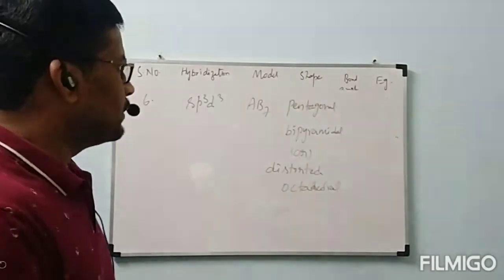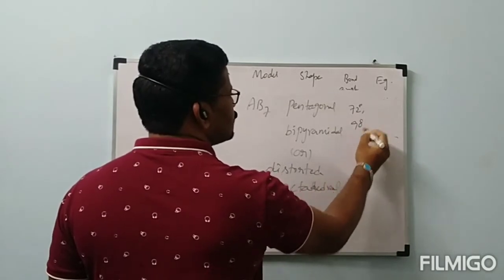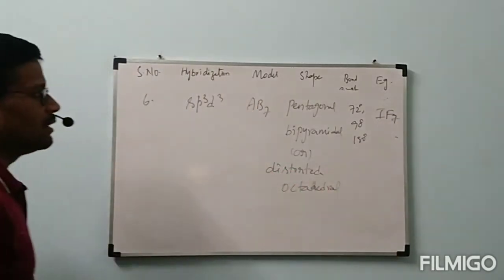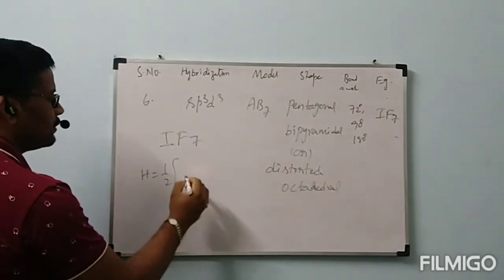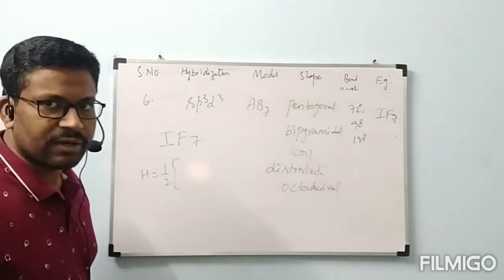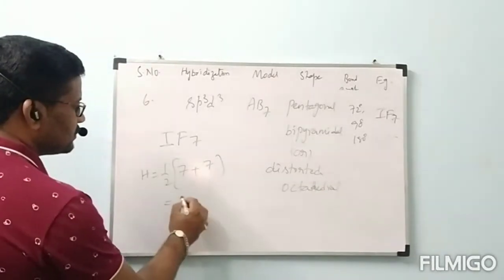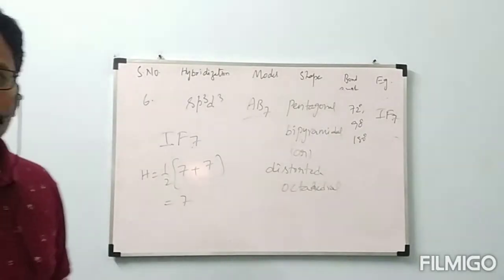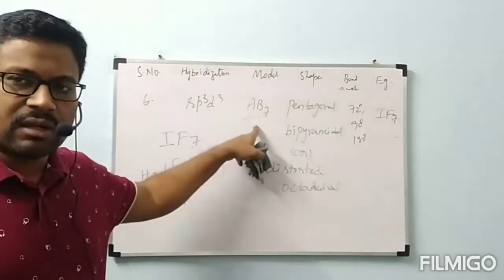Okay. Then bond angles: 72 degrees, 90 degrees, 180 degrees. Example IF7. If you want to check IF7, H is equal to 1 by 2 into the number of valence electrons present on iodine, that is 7, plus the number of monovalent atoms bonded, 7. 14 by 2 is 7. 7 and 7 are both the same. So this model comes under AB7. Under this AB7 sp3d3, only one model is there. Further molecules with different models are not there.